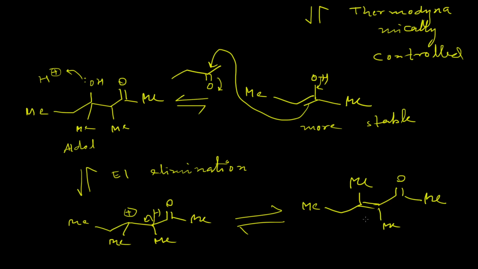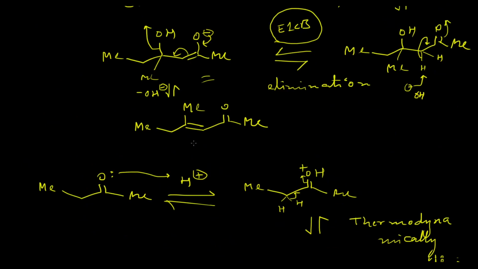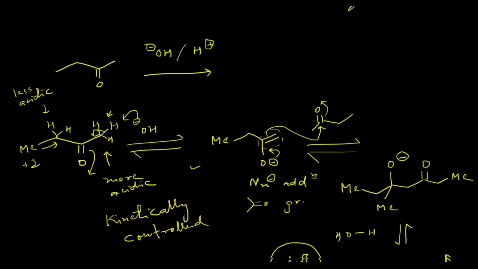So you can see that in the acid catalyzed aldol reaction, the more substituted alkene is actually forming. That is, the more substituted alpha beta unsaturated ketone is forming. But here you can see that the less substituted alpha beta unsaturated ketone is forming when the base catalyzed aldol reaction is going on, right? So this is the situation when we choose unsymmetrical ketones for aldol reactions.